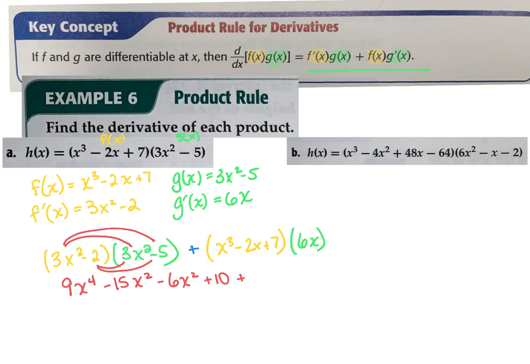Then I'm going to distribute the 6x. 6x times x cubed is 6x to the 4th. 6x times negative 2x is negative 12x squared. And 6x times 7 is 42x.